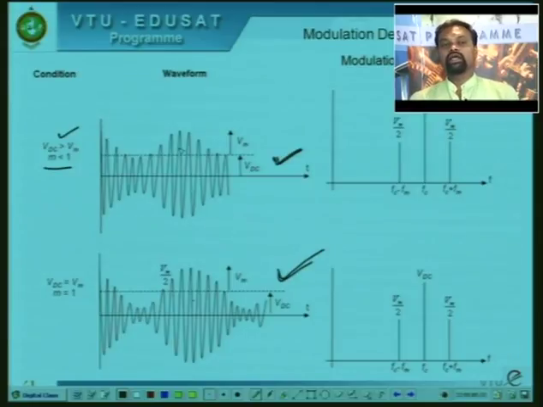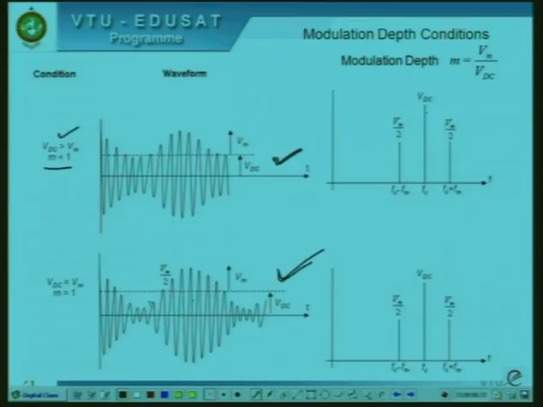If Vm is equal to VDC, that is the amplitude of the carrier is equal to the modulating signal, you come across this waveform. The signal strength is going to be reduced because there is no DC shift that occurs, and then you come across this information. Now if you further change this modulation depth from M equal to 1 to M greater than 1, let us see what is going to happen.